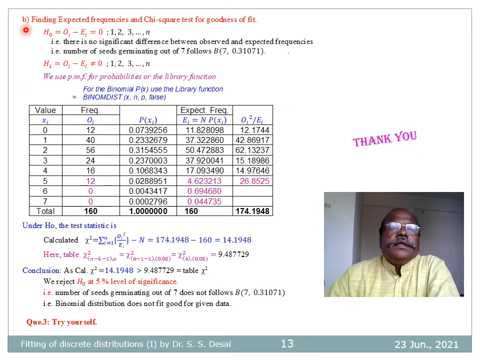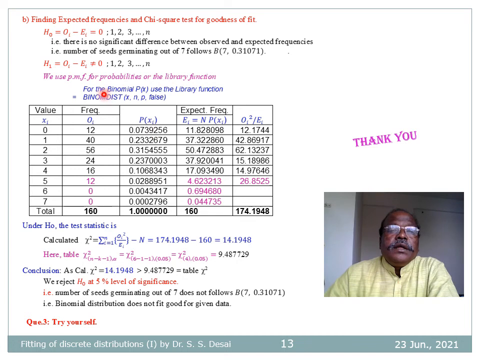Now let us see the chi-square test for goodness of fit. As usual, H naught: there is no significant difference between observed and expected frequencies. That is, the number of seeds germinating out of 7 follows binomial distribution. H1 is oi minus ei not equal to 0. Now these are the values of x here. These are the values of observed frequencies. The total observed frequency is 160. And these are the probabilities of different values of x. To find the probabilities, we have used the probability mass function.